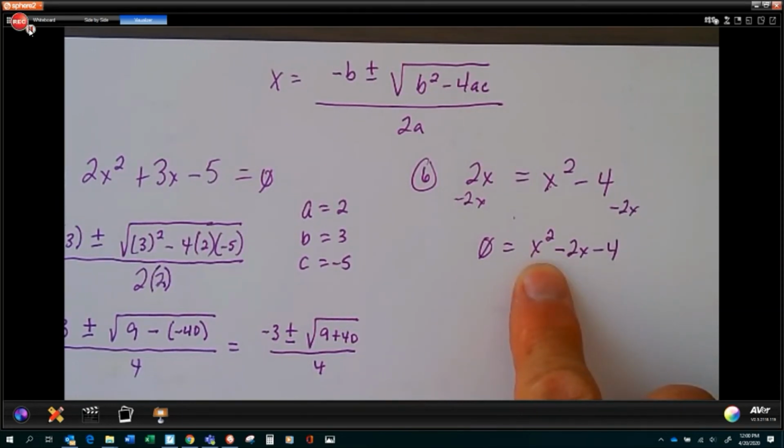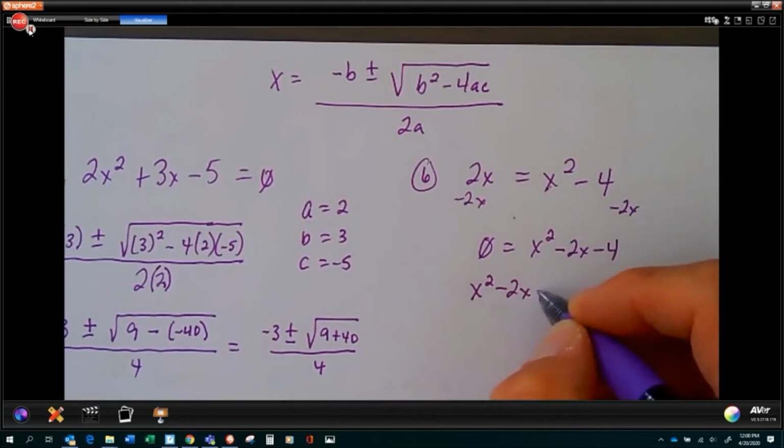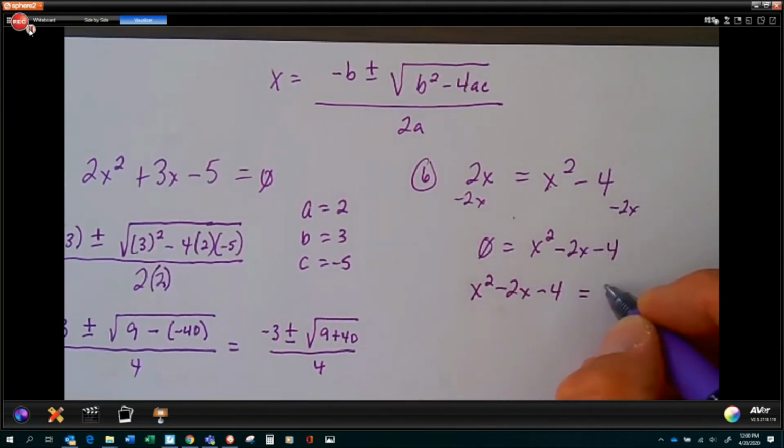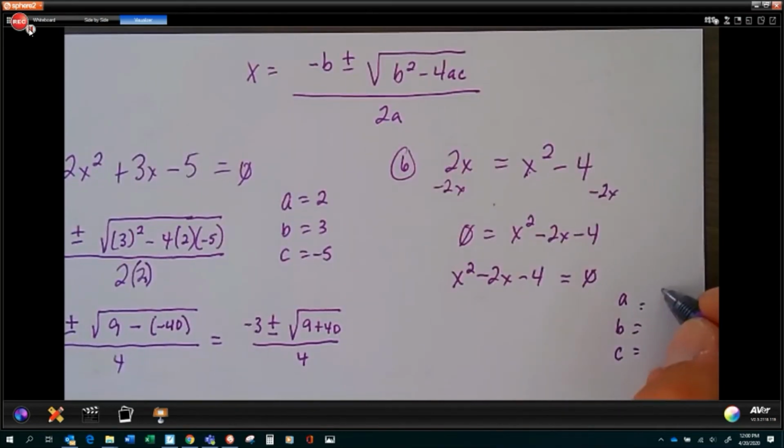But I'll show you here in Desmos, if you chose to do it either way, you're going to get the same answers. So I'm going to rewrite this here, x squared minus 2x minus 4 equals 0. Identify my A, my B, and my C. My A is going to be equal to 1, my B is a -2, and my C is a -4.